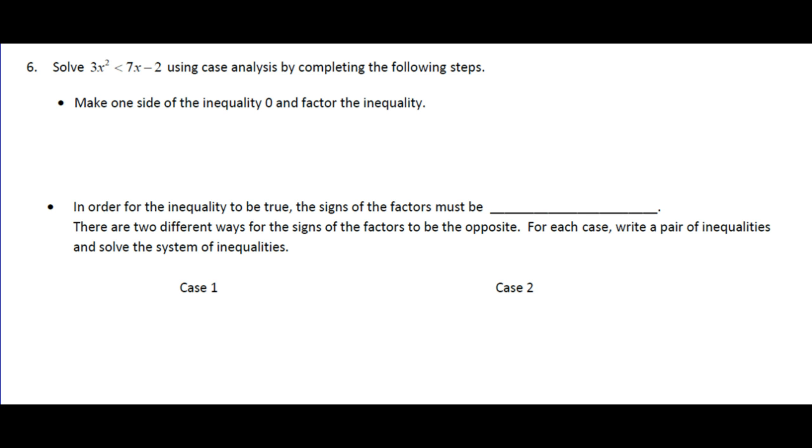Anyway, solve 3x squared is less than 7x minus 2 using case analysis. Okay, first thing, we cannot solve an inequality unless it is greater than 0, less than 0, and so on, right? Because we can't factor it. All right, so 3x squared minus 7x plus 2 is less than 0. Okay, so make one side of the inequality 0, the right side. It's always going to be the right side. And then factor the inequality.